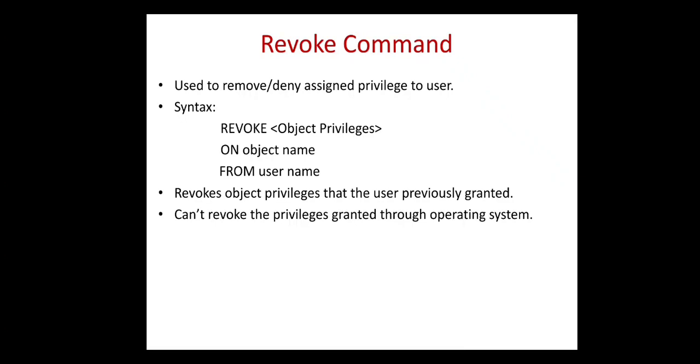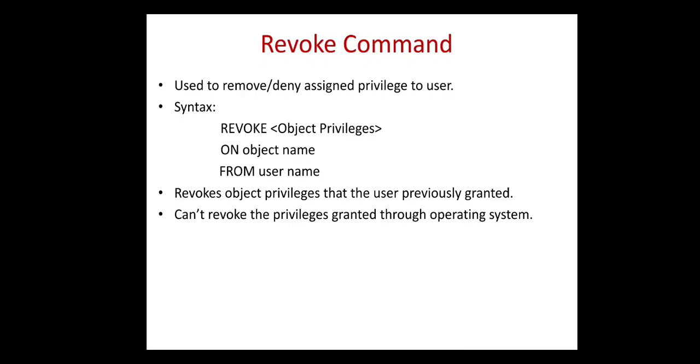Second example is give the user ABC permission to only view and modify the records in table student. Here the user is ABC. The object privileges are only view and modify. View means select and modify means update. And the table name is student. Now we have written GRANT SELECT, UPDATE, because we have specific privileges, that is view and modify, ON student TO ABC.